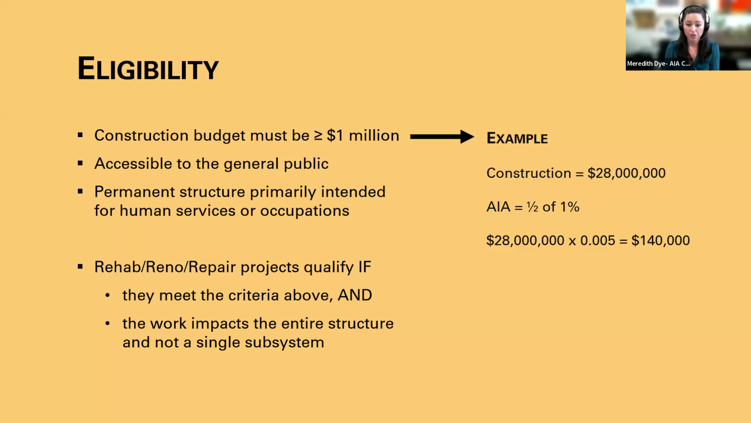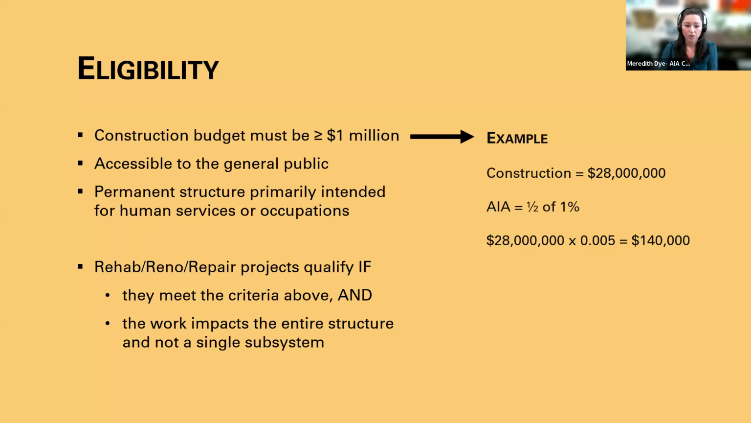I review the construction project scope statements to assess whether it is eligible for AIA. The qualifying factors for artwork include if the construction budget is greater than or equal to $1 million, if it is accessible to the general public, if it is a permanent structure primarily intended for human services or occupations, and if it's a rehab, reno, or repair, the project has to meet the above qualifications, as well as the work must impact the entire structure and not a subsystem like a roof repair or a parking lot or an abatement, for example.